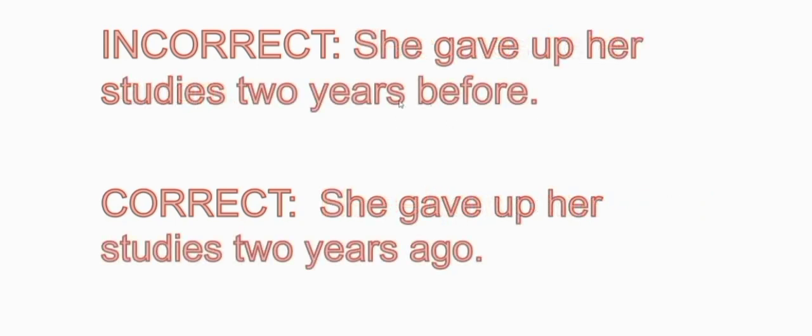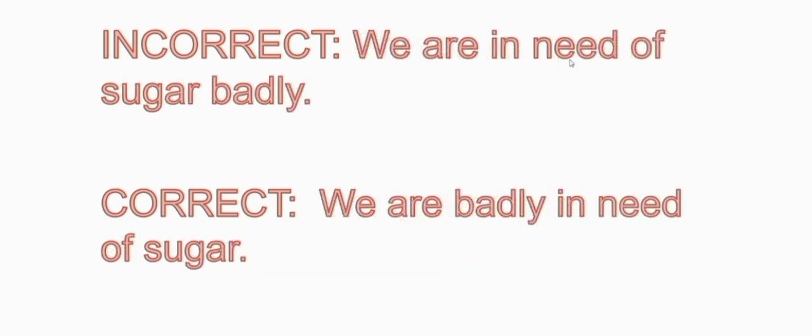He comes here seldom. Here the order of the words is wrong. He seldom comes here is the correct sentence. She gave up her studies 2 years before. The word before is wrong here. Ago should come. She gave up her studies 2 years ago is the correct sentence. We are in need of sugar badly. Here the word badly is placed at the wrong place. We are badly in need of sugar is the correct sentence.